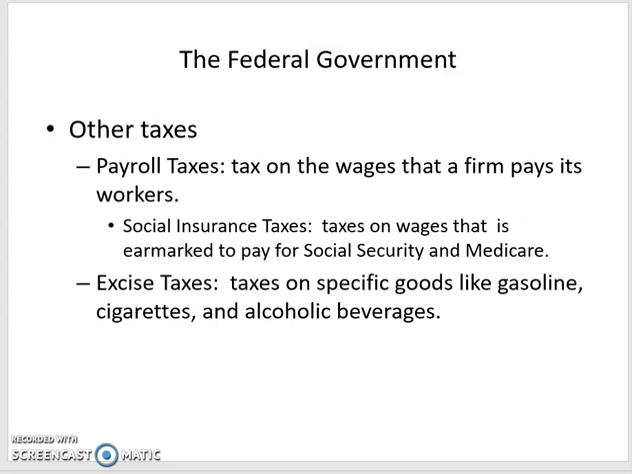And then we also have excise taxes, which are taxes on a specific good. So, for example, there's an excise tax on cigarettes. There's a special tax on alcohol and on gasoline.